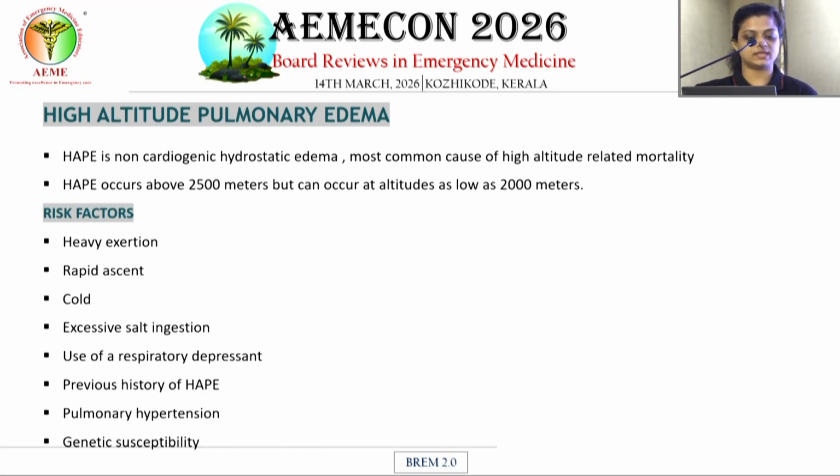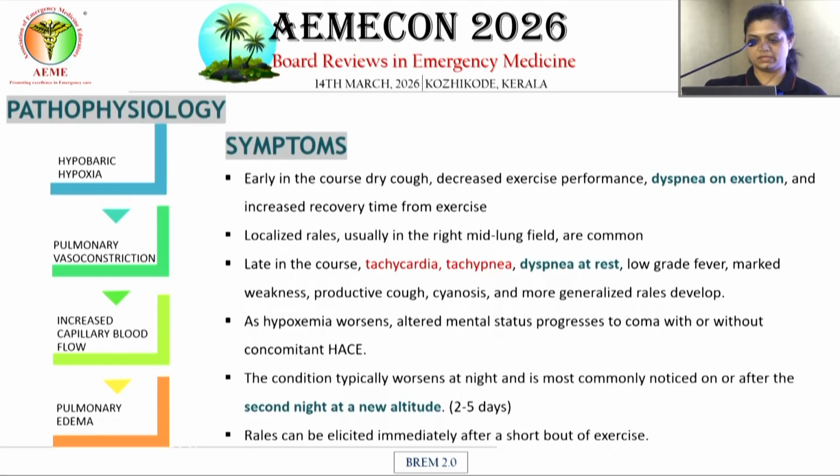So risk factors again are similar to high altitude cerebral edema and AMS: heavy exertion, rapid ascent, excessive salt ingestion, use of any respiratory depressant, and previous history of HAPE is very important. This is a very well documented risk factor which is not present for HACE. Again, pulmonary hypertension and genetic susceptibility. So pathophysiology, again, hypobaric hypoxia is there. There will be pulmonary vasoconstriction, which causes increased capillary blood flow and pulmonary edema.